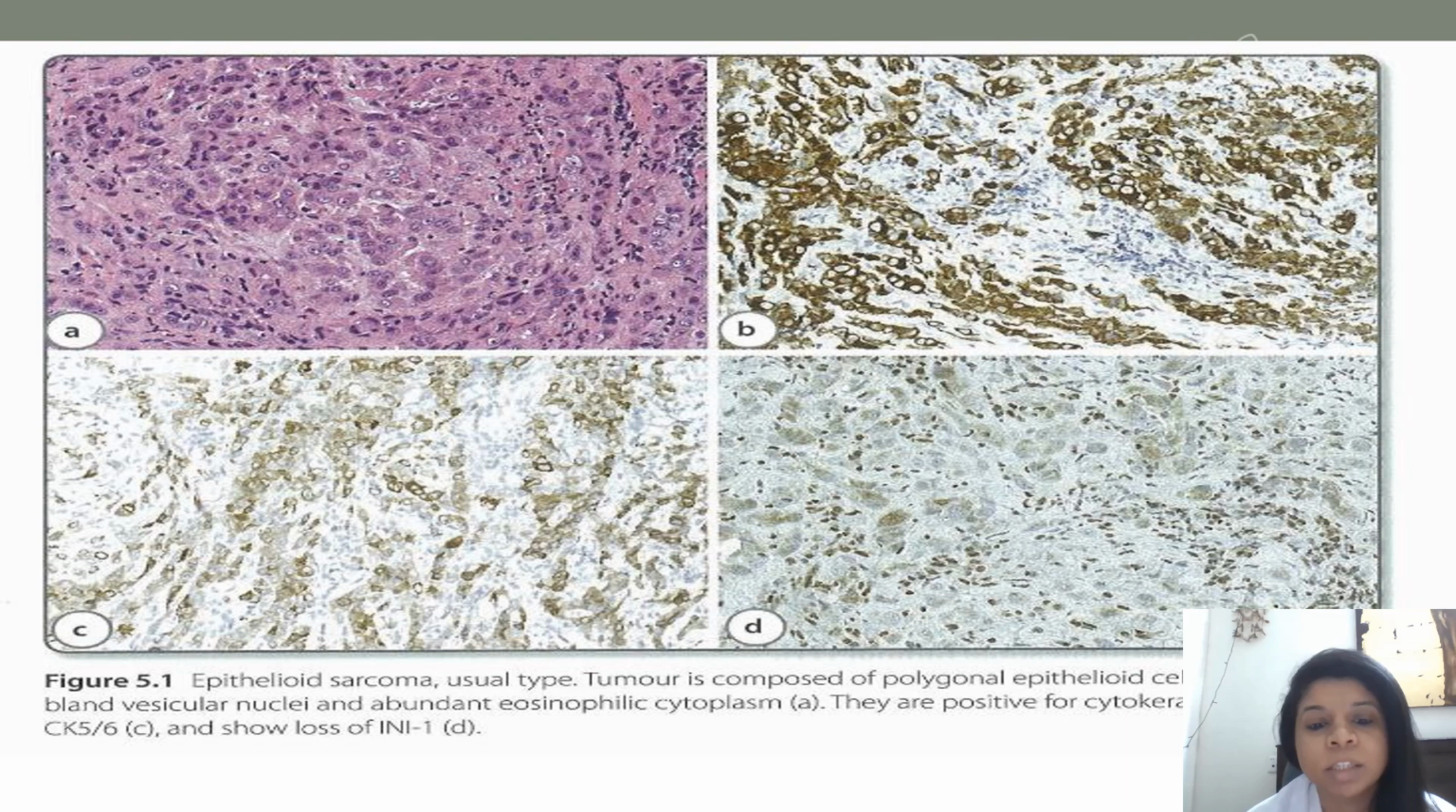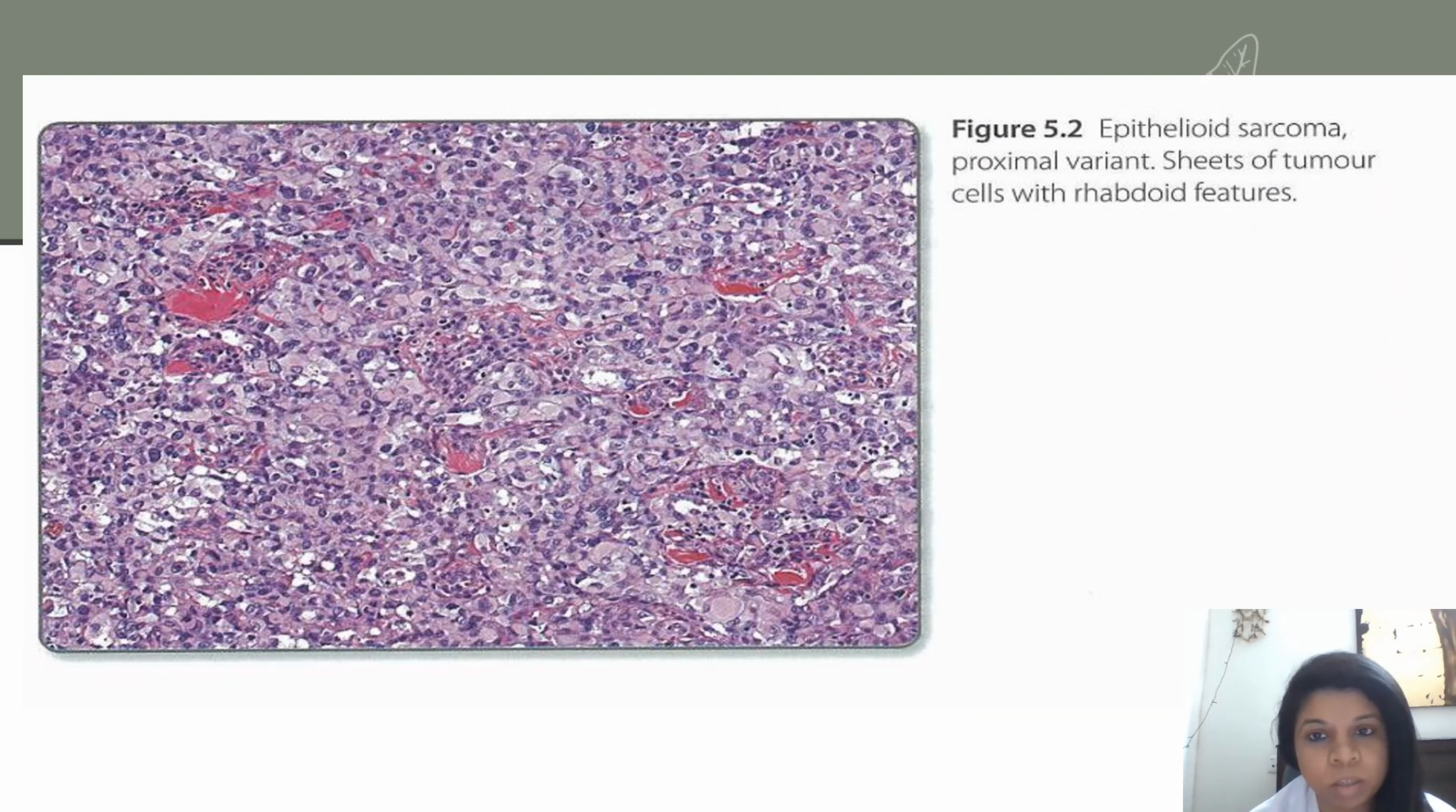And in IHC, you can see they are cytokeratin positive. This is PAN-CK and this is CK5/6. And then the characteristic thing is they show loss of INI1. The INI1 protein is a nuclear protein which is retained in all the normal cells. But here in these tumor cells, these epithelioid morphological cells, they show loss of INI1. And that was the usual type which I showed.